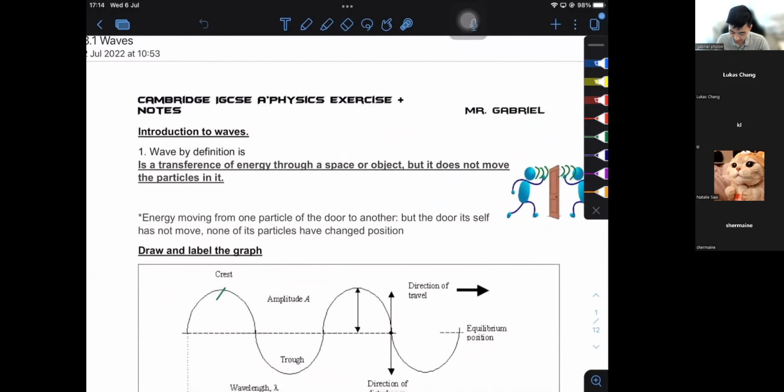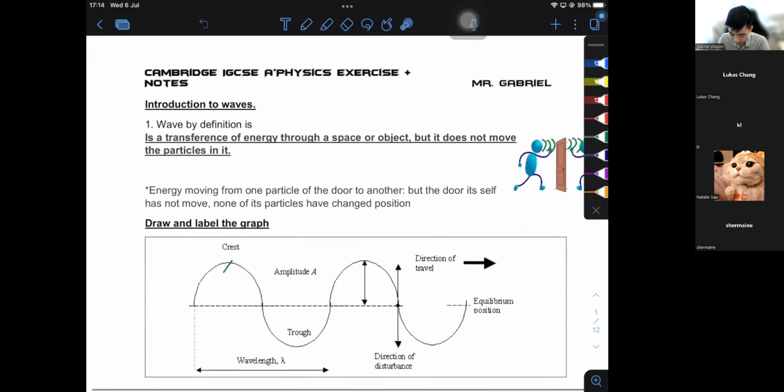Okay, so the first statement here is a transference of energy through space or object. It does not move the particle in it. Very, very important. Energy moves from one particle of the door to the other, but the door itself has not moved. None of the particles have changed position. This is the first definition of a wave.